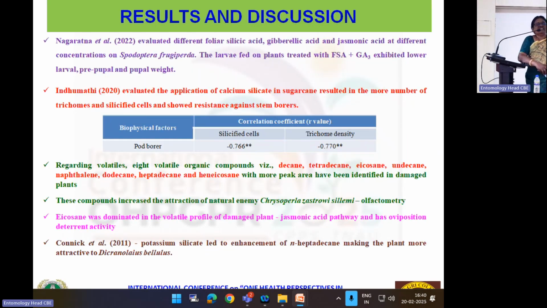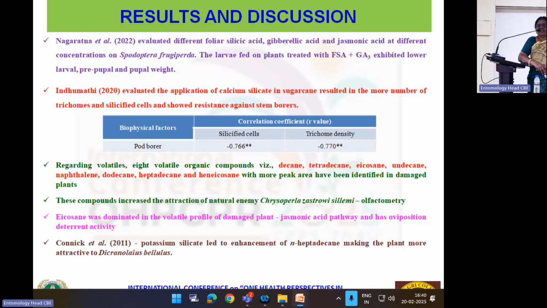So this present study is in line with the findings of Nagaratna and co-workers 2022, who evaluated different forms of silicic acid, gibberellic acid and jasmonic acid, and reported that the plants treated with silicic acid along with gibberellic acid exhibited lower larval, pre-pupal and pupal weight. Indumadi 2020 evaluated the application of calcium silicate in sugarcane, and she reported more number of trichomes and silicified cells.